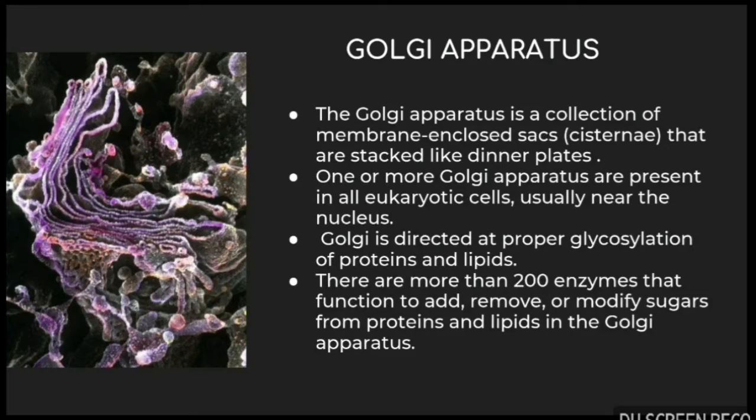Moving to the next, Golgi apparatus. The Golgi apparatus is a collection of membrane enclosed sacs called cisternae that are stacked like dinner plates. You can see there are stacks of the Golgi apparatus, which are cisternae, arranged one above the other. One or more Golgi apparatus are present in a eukaryotic cell, usually near the nucleus, and the Golgi is directed at proper glycosylation of proteins and lipids. There are more than 200 enzymes that function to add, remove, or modify the sugars from proteins and lipids in the Golgi apparatus. So when a protein and lipid enters, the Golgi apparatus's main function is to add, remove, or modify the sugars present in proteins and lipids.